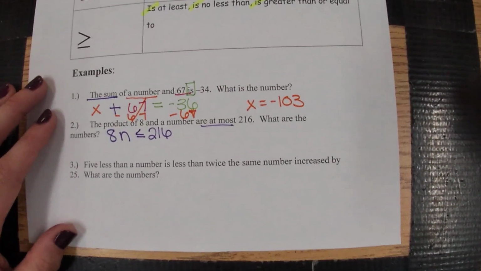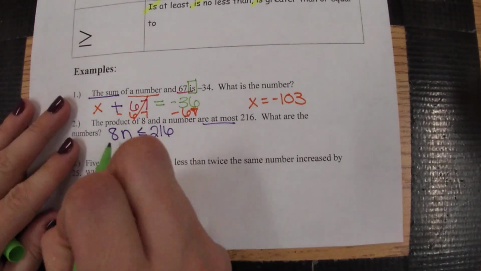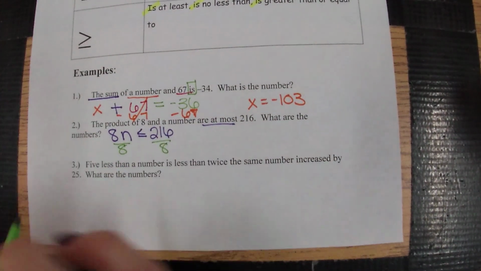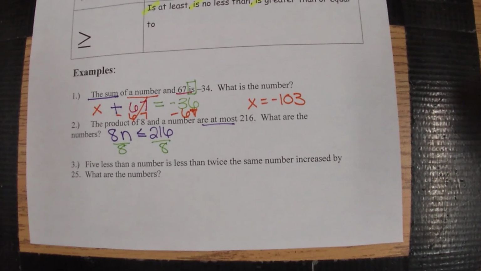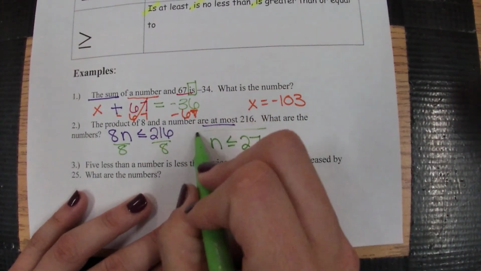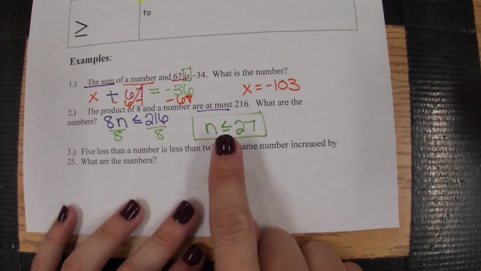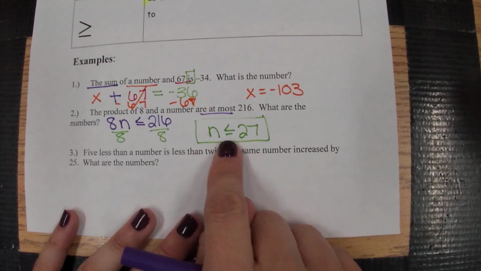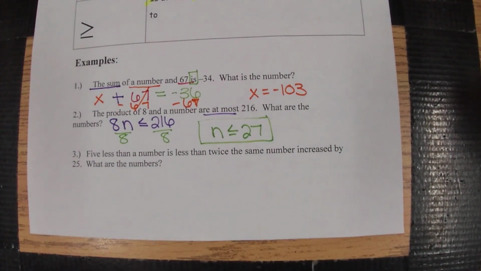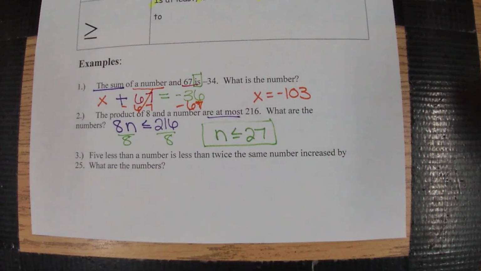216. Now, when it says "what are the numbers," that tends to throw my students off. But remember, when we solve this, we do 216 divided by 8, we get 27. When we solve this, n being less than or equal to 27 is more than one number. So it's not "is" the one number, but what are all the numbers? And it's all the numbers less than or equal to 27.